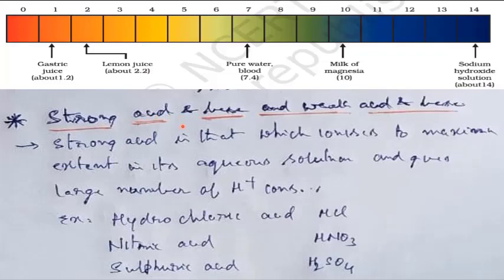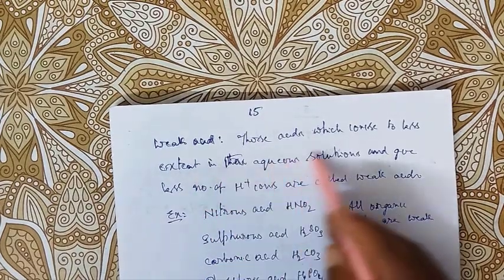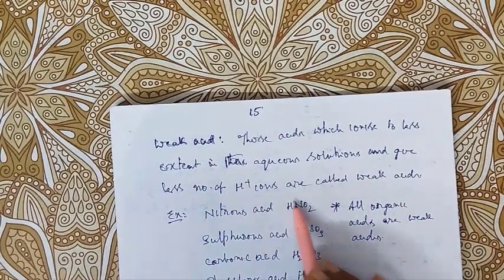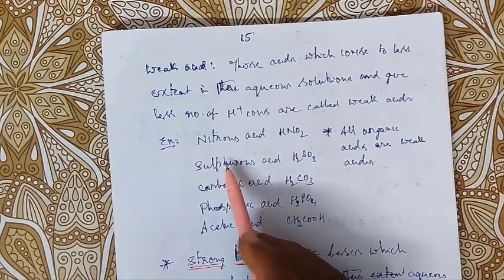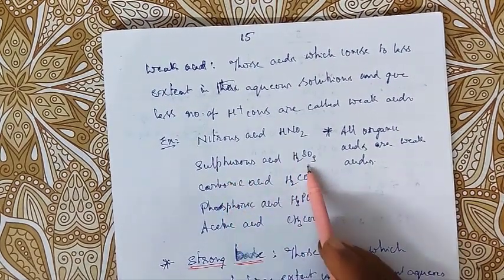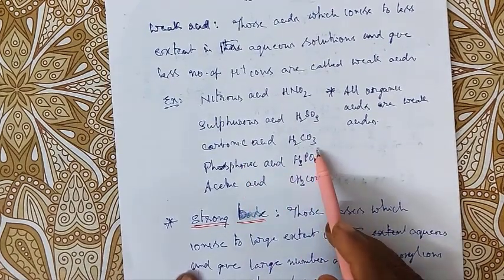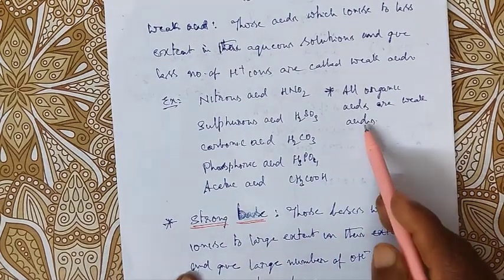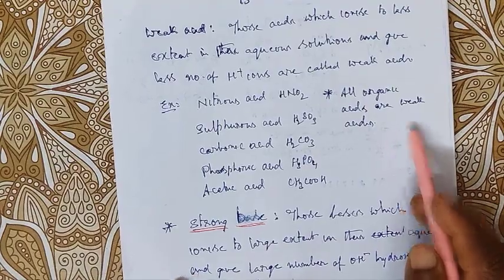Strength of the acids and bases: strong acid, strong base; weak acid, weak base. A strong acid is one which ionizes to the maximum extent in its aqueous solutions and gives a large number of H plus ions. Examples: hydrochloric acid HCl, nitric acid HNO3, sulfuric acid H2SO4. Now let us see weak acids. Those acids which ionize to a less extent in their aqueous solutions and give a less number of H plus ions are called weak acids. Examples are nitrous acid HNO2, sulfurous acid H2SO3, carbonic acid H2CO3, phosphoric acid H3PO4, acetic acid CH3COOH. Note that all organic acids are weak acids.